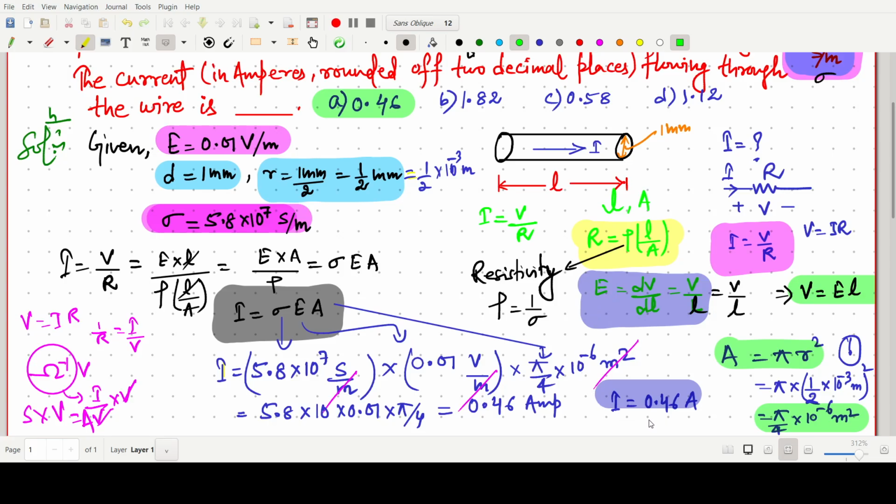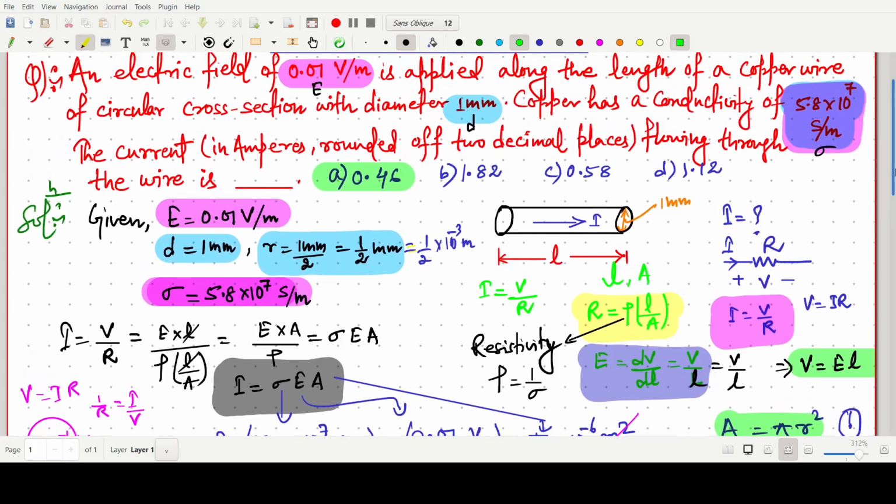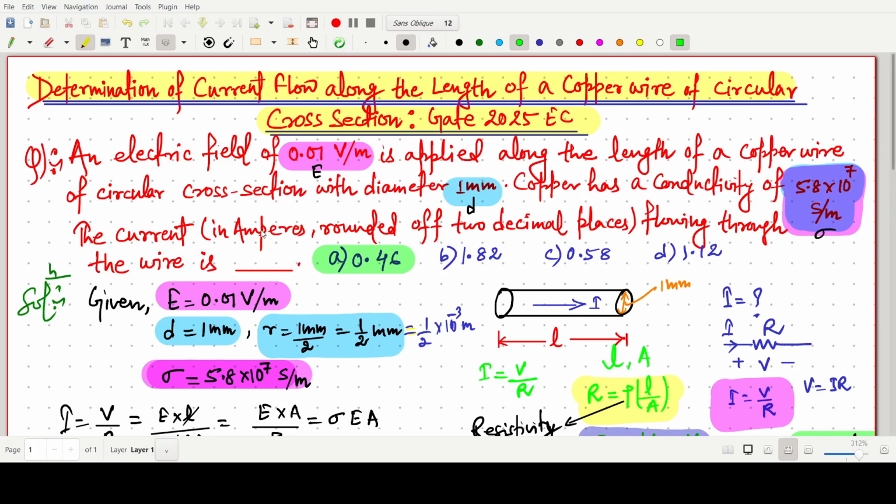So we have finally derived the current value that is flowing through the copper wire having length L and cross sectional diameter 1 mm. The answer will be 0.46 ampere. Ampere is already given here, so no need to disturb. So directly the option will be simply 0.46. This is all about this numerical, and this is from the GATE 2025 BC question.